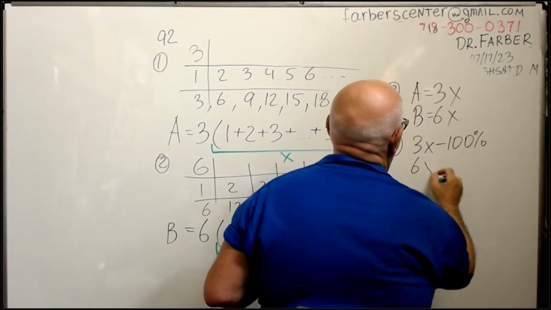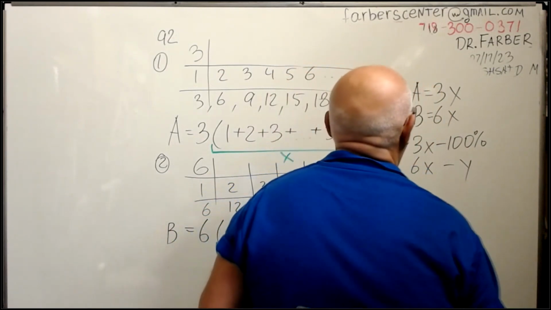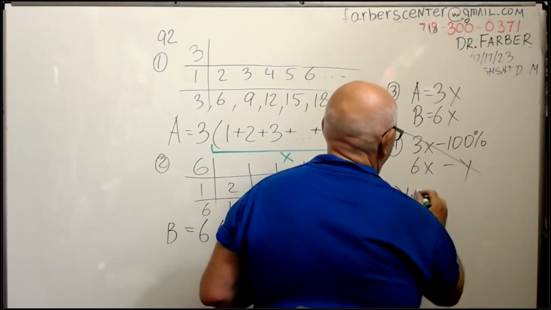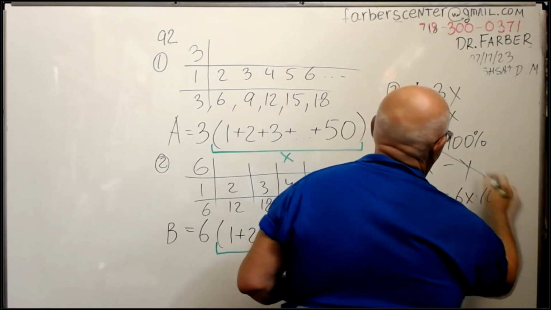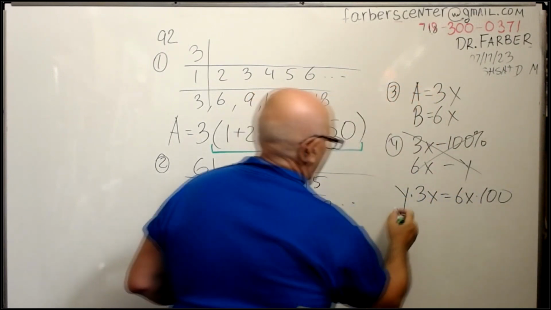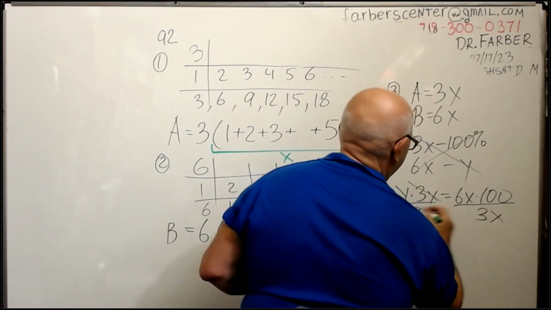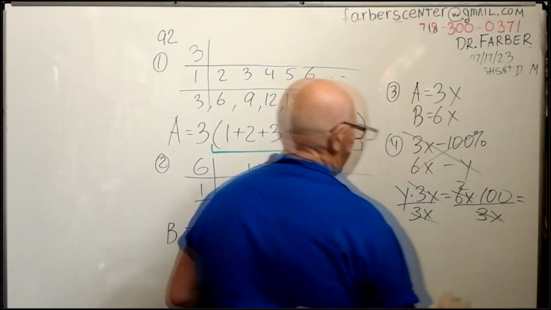And 6x, I don't know, let's say y, right? So even mentally, you see this. Y times 3x equals 6x times 100, cross multiplication. Divide by 3x on both sides. Cancel, cancel, cancel. This goes 2. And then how many percent? 200%.